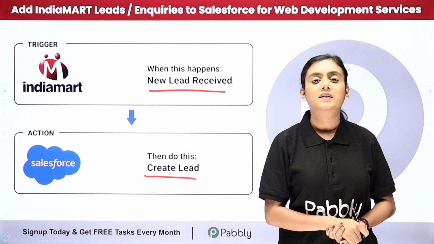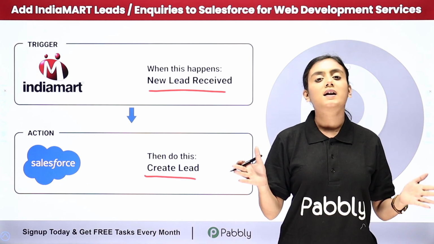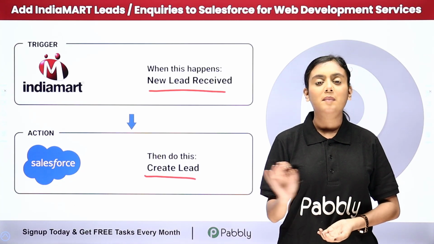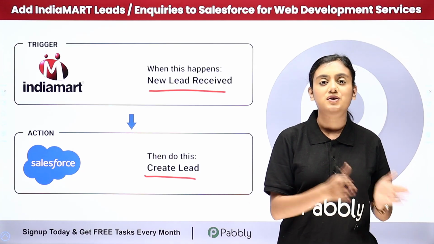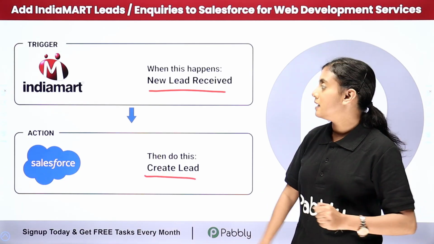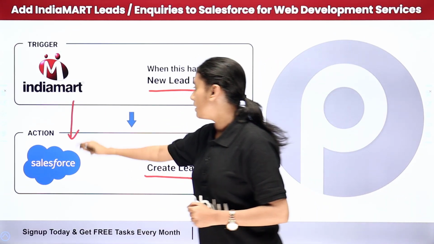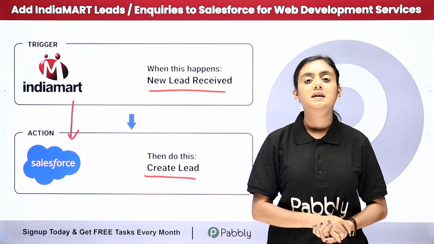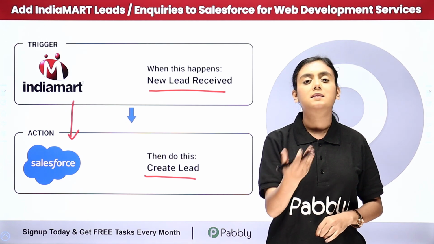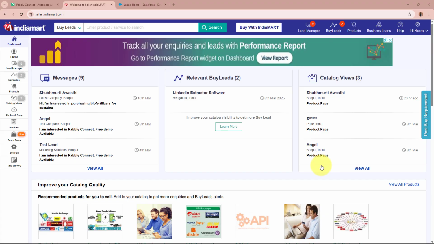Now doing this manually is very time consuming. So what I've done is I've simply automated this entire process with the help of Pabbly Connect, which is an amazing automation and integration software. And here in this automation, I'm going to build a connection between IndiaMART and Salesforce with the help of it. So if you also want to learn about this amazing automation process step by step, for that let me take you to my screen.